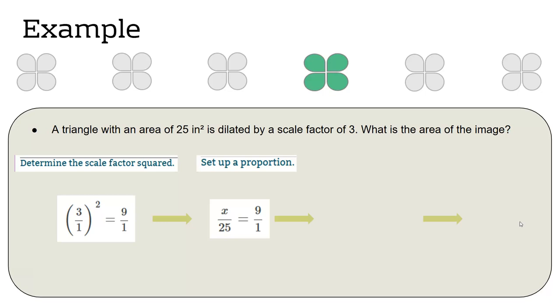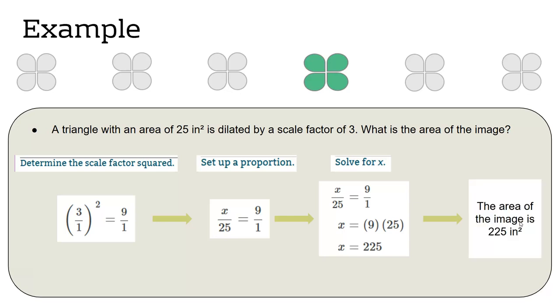Now we're going to cross multiply. X times 1 is x, and 9 times 25 is 225. This tells us that the area of the image is 225 inches squared.